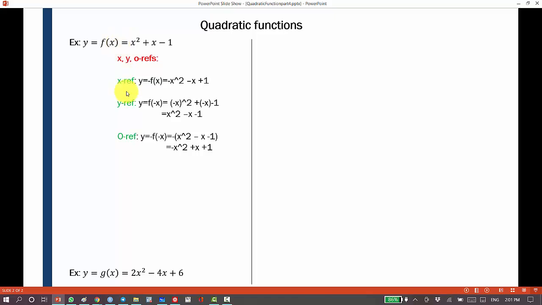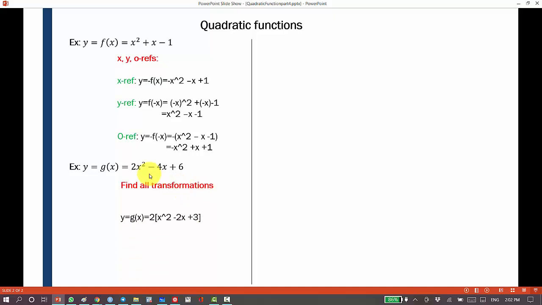Next, consider the function 2x squared minus 4x plus 6 and find all transformations in this function. To that end, we go ahead and take 2 as a common factor outside. As a result, we get x squared minus 2x plus 3 inside.